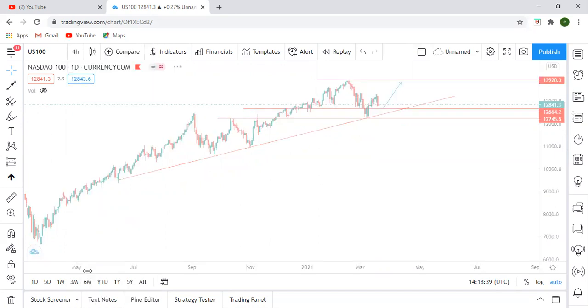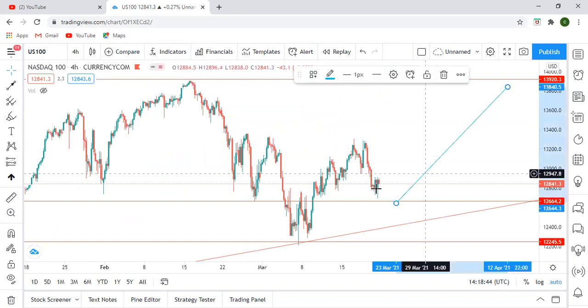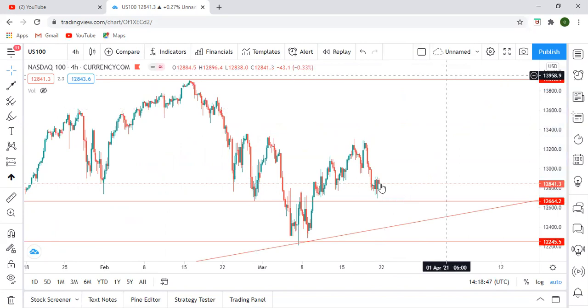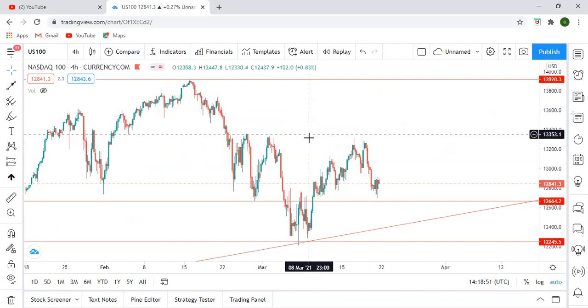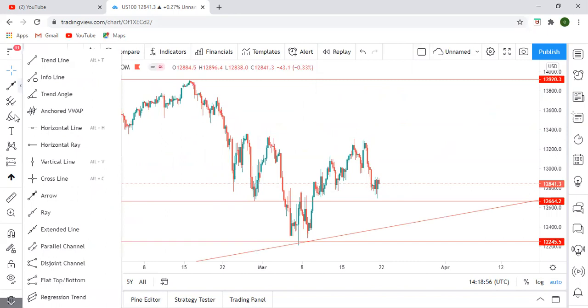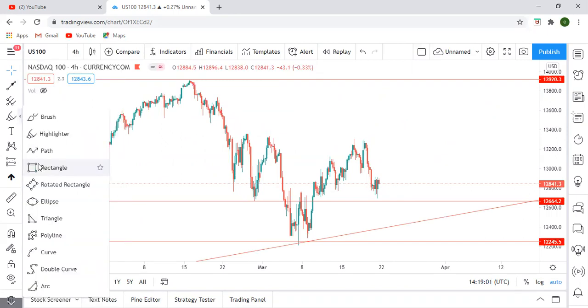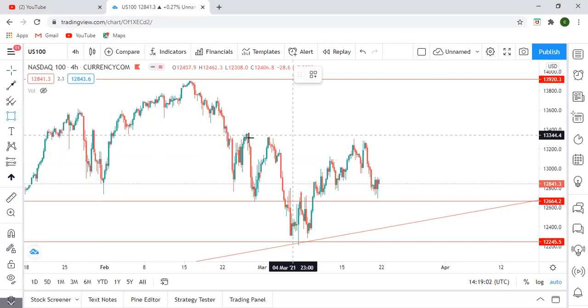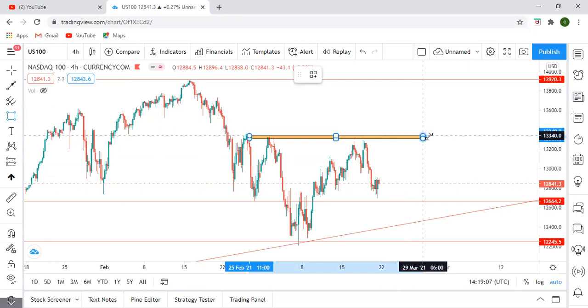Yeah, so what we see here, this is our shoulder. This is our right shoulder here, but our neckline is somewhere here. So let's just mark off our neckline before we start with our analysis. Let's put our resistance here, which is our neckline. So this is our resistance on H4.